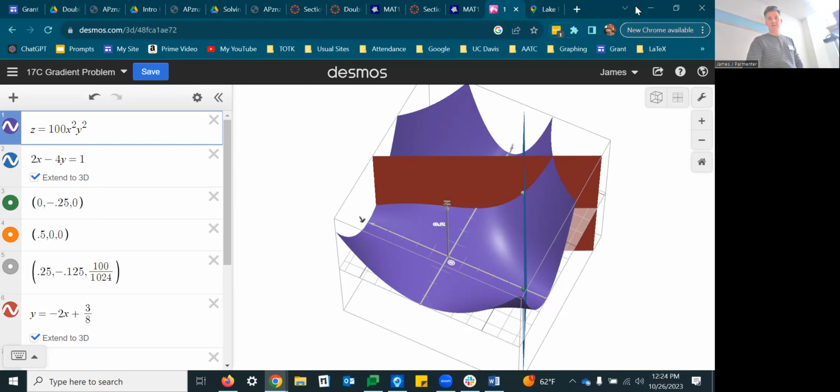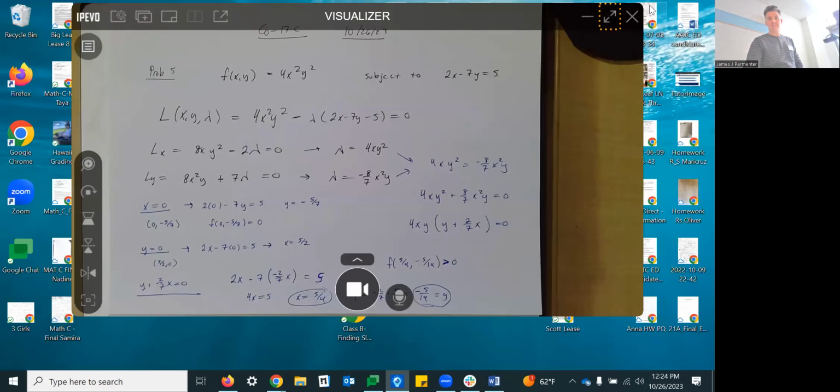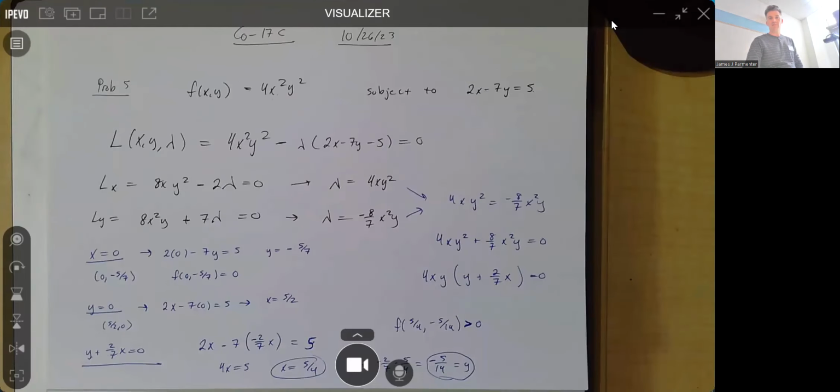Which is kind of annoying. But sometimes math problems are annoying. Any questions about that problem? Which I'll try to answer.